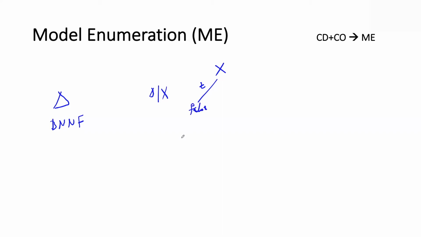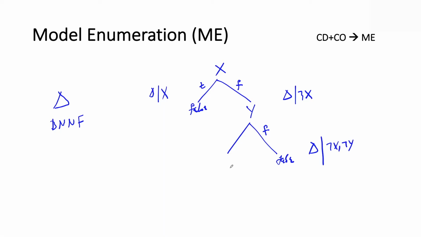And then I go to this one and say, let's try this one. So now I'm going to condition on not X. And let's say I get consistent. What does that mean? That means there are models below this node. So in this case, I pick a Y. And then similarly, I try. So maybe under this false, it will be inconsistent. That is, delta given not X and not Y is inconsistent. But in this case, let's say delta given not X and Y is consistent, then I go and keep doing that.